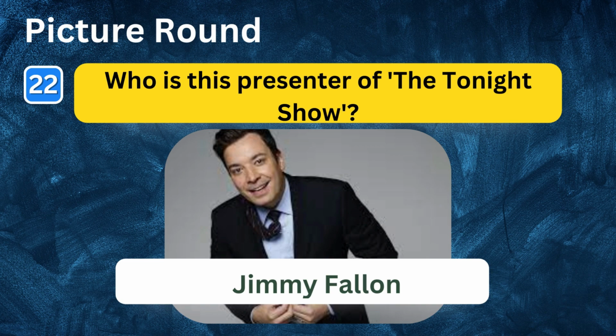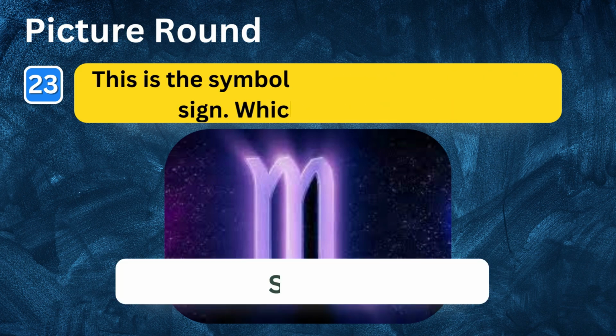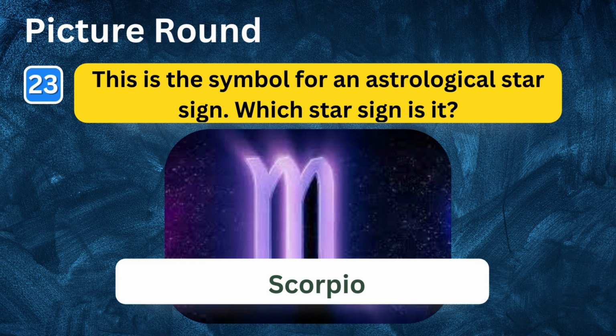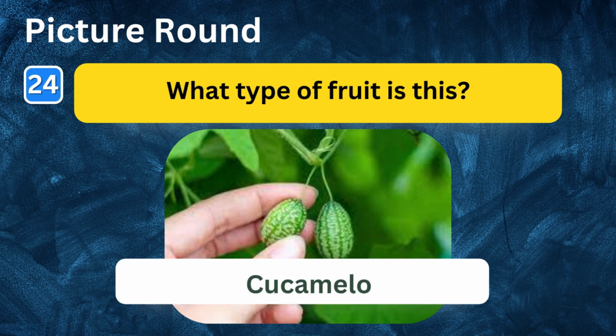Question 23. This is the symbol for an astrological star sign. But which star sign is it? It's the star sign for Scorpio. Let's move on to question 24. What type of fruit is this? It's called a cucamelon.